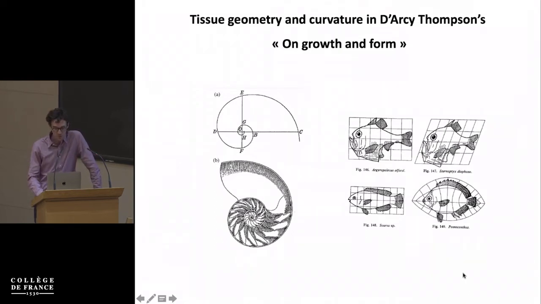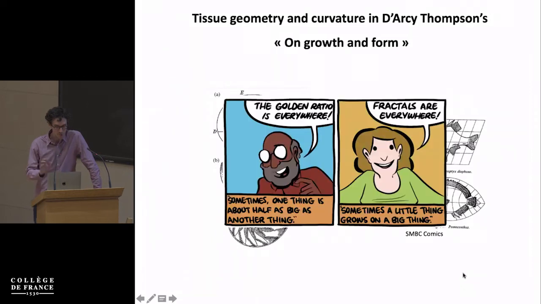Often the reality is not as simple, of course, and it's easy to get trapped by the beauty of these things. This beautiful mathematical picture is sometimes complicated by the quality of the data and the actual reality. I like this comic from SMBC Comics. It's easy to see things like the golden ratio or fractals everywhere if you don't do really quantitative biology. And sometimes it can just be explained by much more mundane explanations.